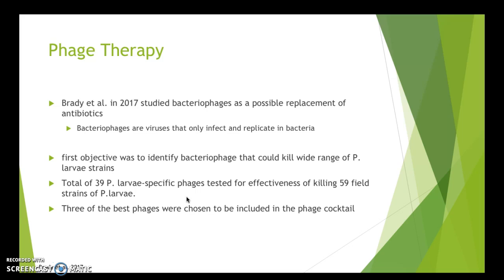They had a total of 39 pea larvae specific phages in which they tested their effectiveness of killing 59 field strains of pea larvae. They then picked the 3 best phages to be included in the phage cocktail to treat beehives based on their effectiveness of lysing field strains of pea larvae.